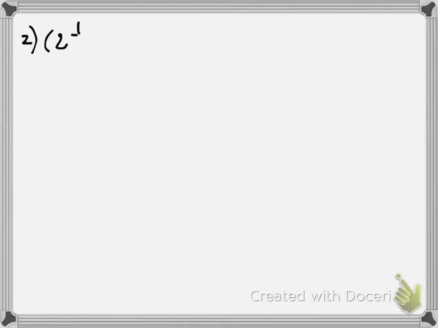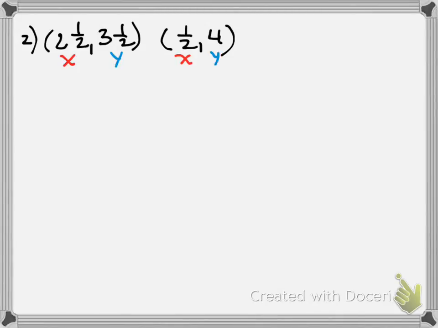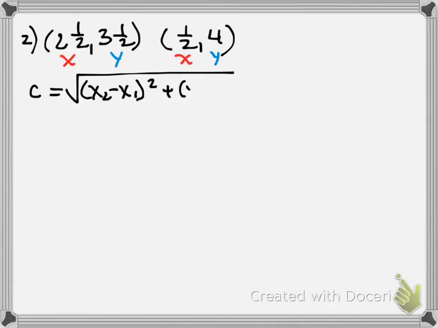Let's do 2.5, 3.5 is one ordered pair. And half and 4 is the other ordered pair. So again, the main thing to remember, we have x's in the front, we have y's in the back. So when I'm using my distance formula, where I have the difference in my x's, that quantity squared, and I'm going to add to that the difference in my y's, and that quantity squared. Oops, sorry. So I get c equals.